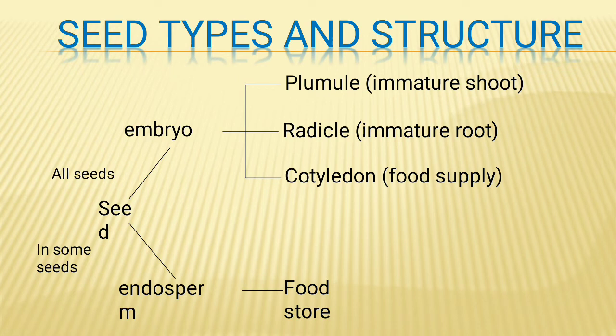All seeds contain an embryo, which contains plumule, radicle and cotyledon. Some seeds, along with this embryo, contain endosperm for food storage. This is the difference between endospermic and non-endospermic seeds. Sometimes it is also called albuminous or non-albuminous.